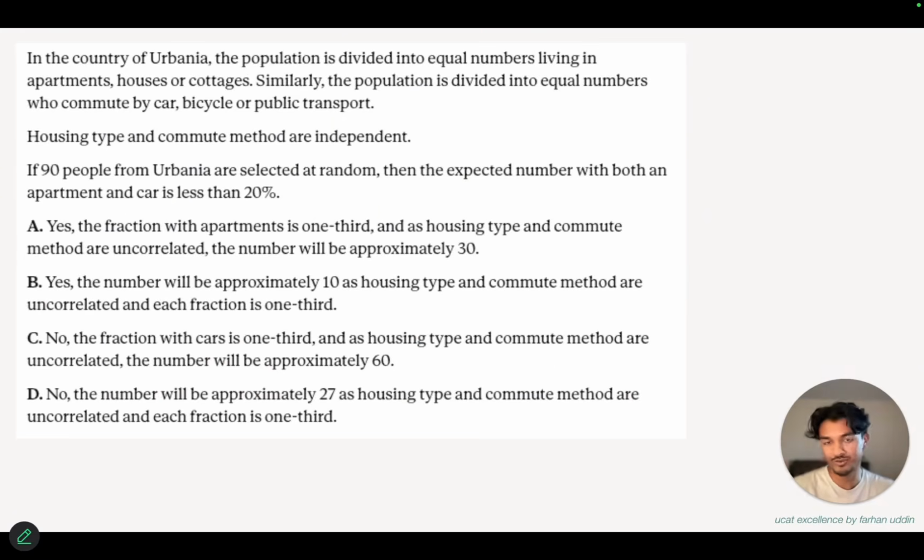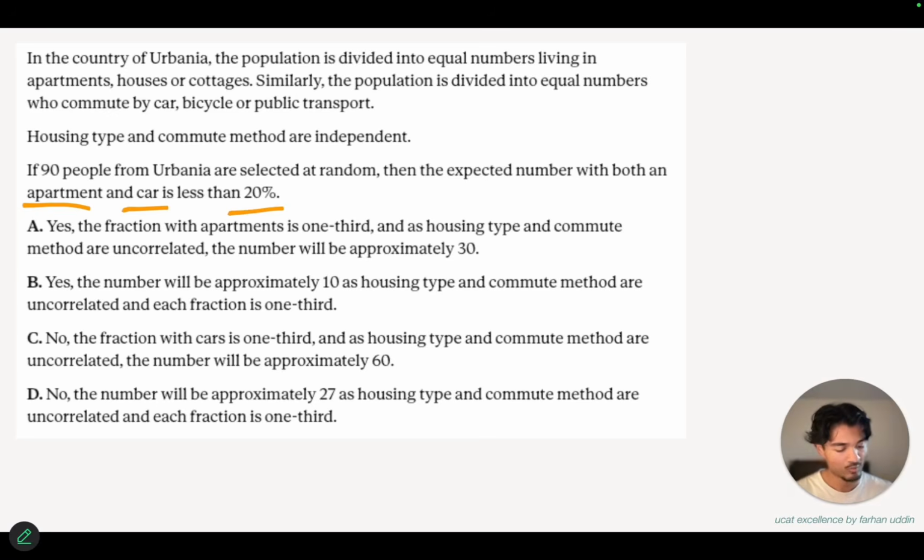All right, so let's run through this one. We've got, in the country of Albania, the population divided into equal numbers living in apartments, houses, and cottages. So 1/3, 1/3, 1/3 into these three. Similarly, equal numbers into car, bicycle, public transport. Fantastic. So housing type and commute method are independent. There's our lovely keyword there, which means that when we need to do a multiplication, we can. So if 90 people from Albania are selected at random, then the expected number with both an apartment and a car is less than 20%.